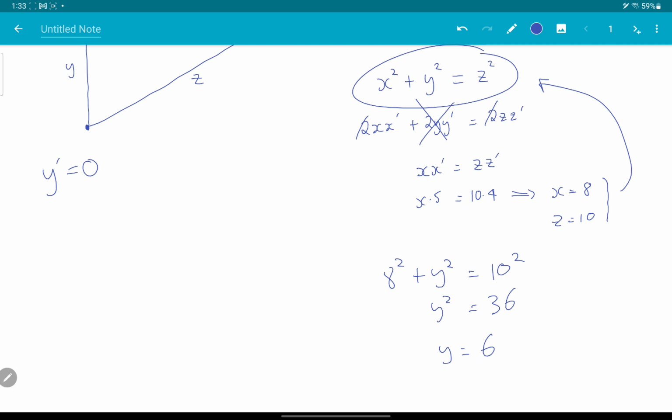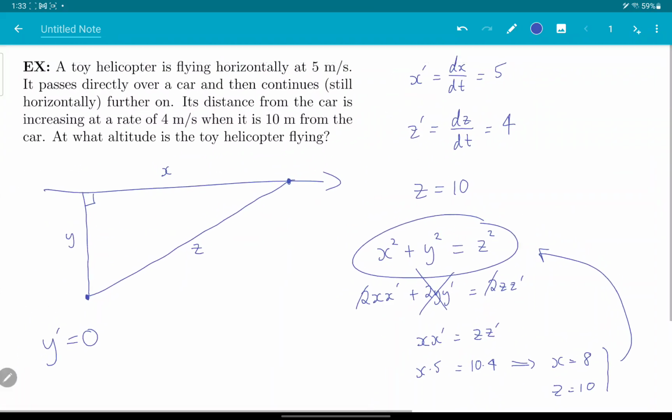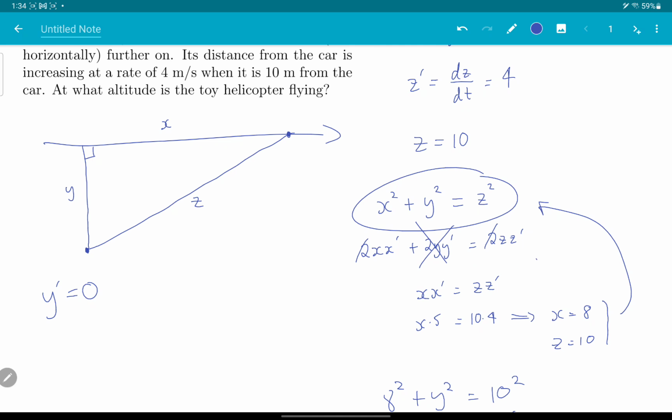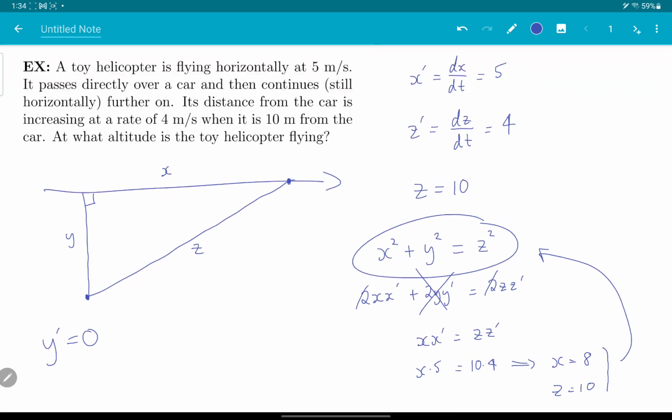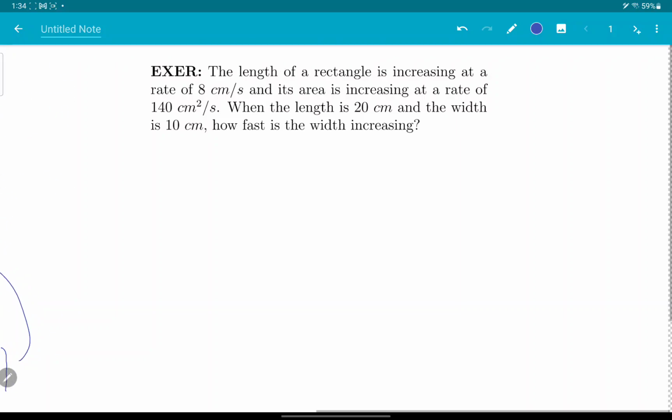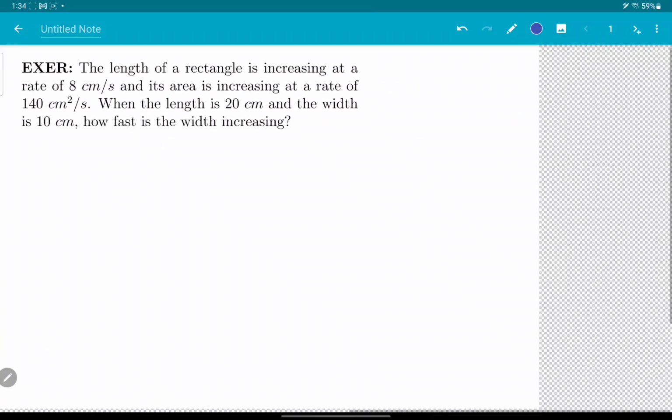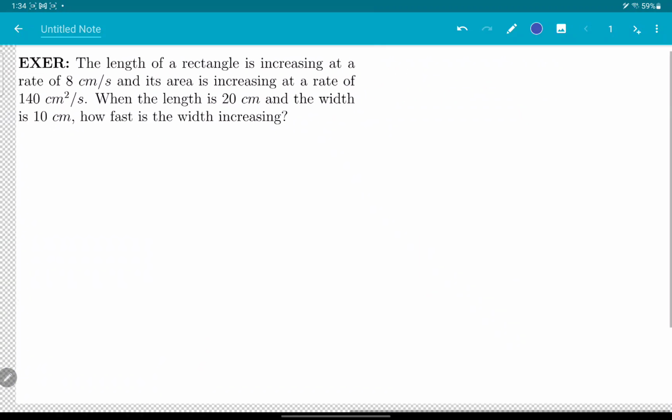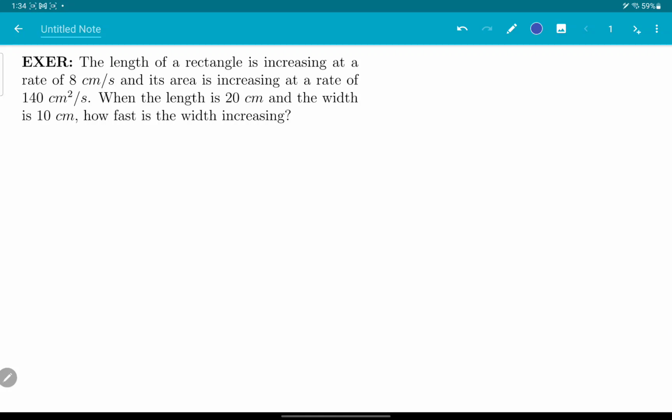Okay, so worth repeating. You read the question, extract the pertinent information, decide on an equation to use, take a derivative, simplify, and then start problem solving. All right, let's give it a try with this exercise. So pause, copy, try. Pause, copy, try. And here we go with the solution.